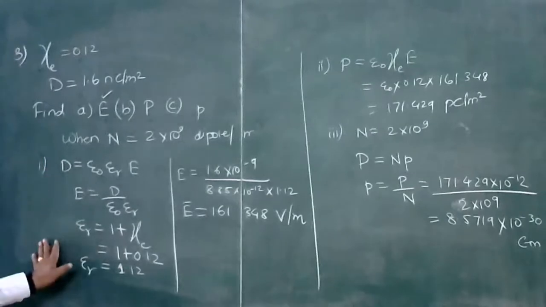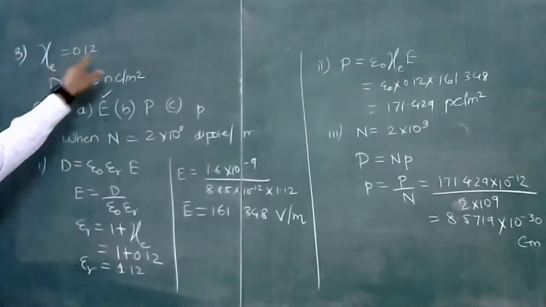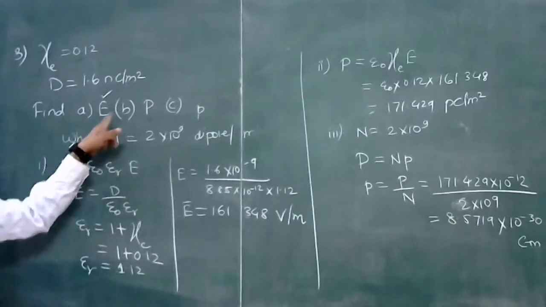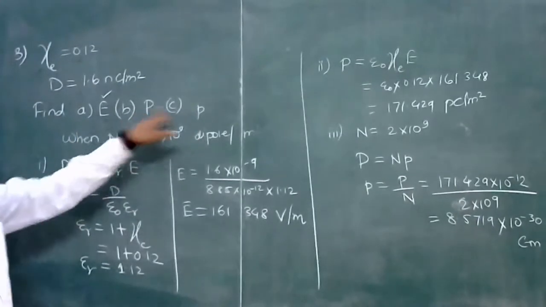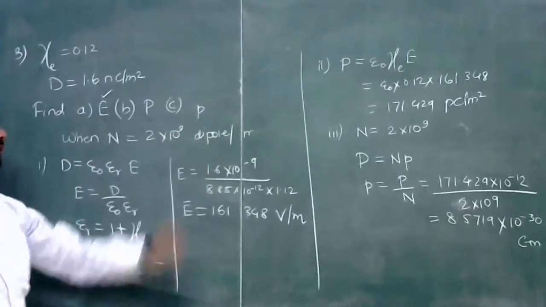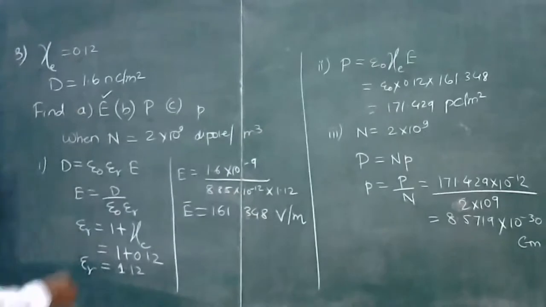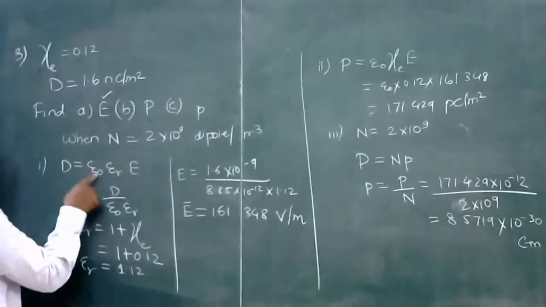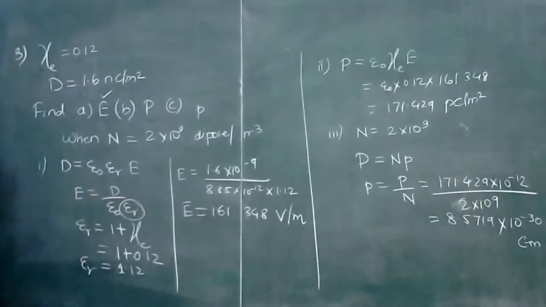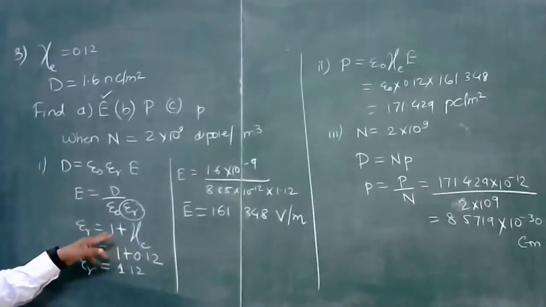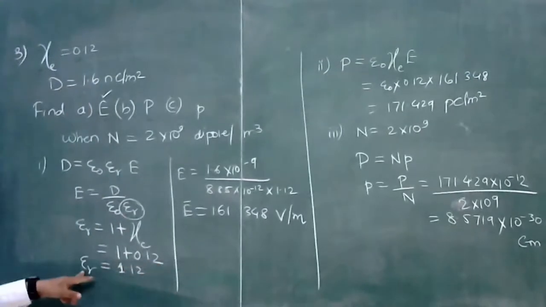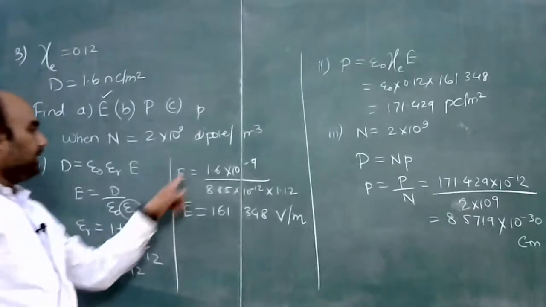So our dielectric slab is given, whose electrical susceptibility is 0.12 and electric flux density is 1.6 nanocoulomb per meter square. Okay, so you have to find the value of E, P, and small p, where n is equal to 2×10⁹ dipoles per meter cube. Okay, so first the relationship between D and E for a dielectric: D is equal to epsilon naught epsilon r into E. So E is equal to D upon epsilon naught epsilon r. Epsilon r is unknown here. So you can find the value of epsilon r by equating it to 1 plus chi e. Chi e is given. So epsilon r is equal to 1.12.